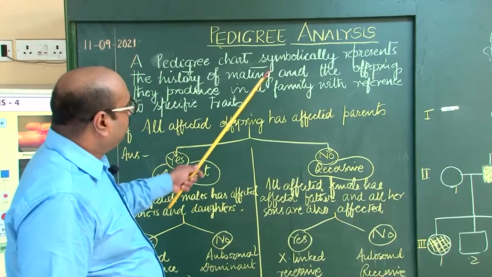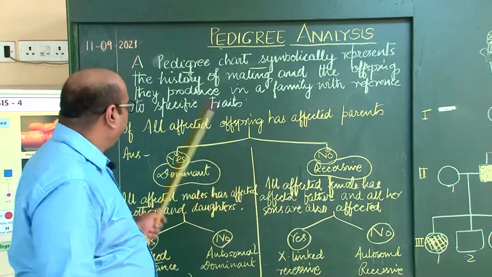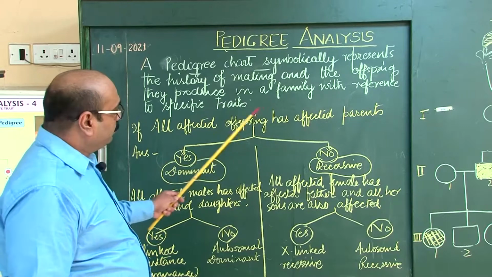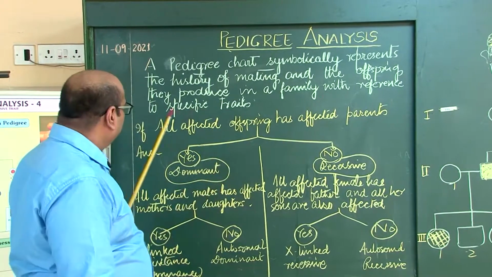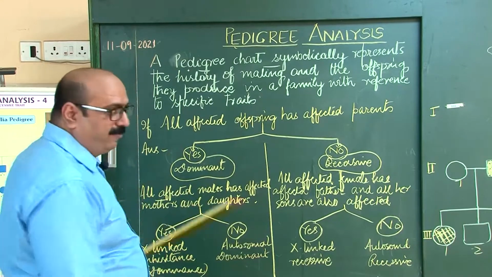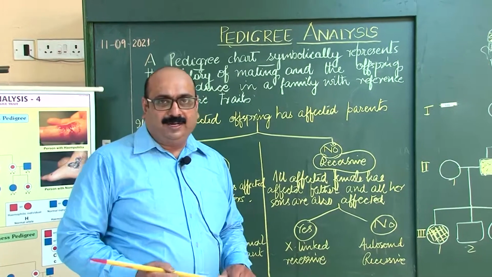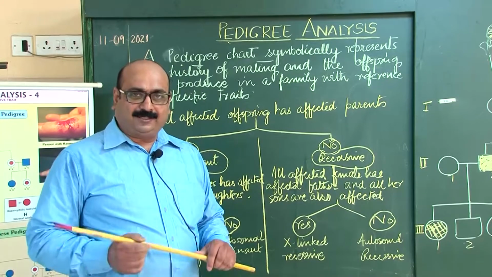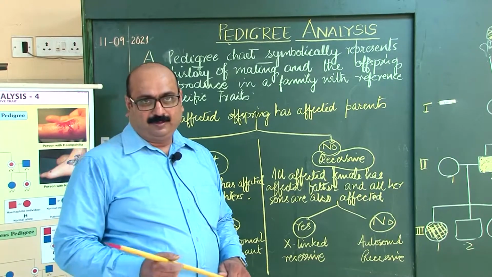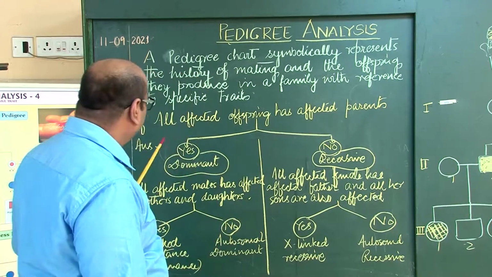A pedigree chart symbolically represents the history of mating and the offspring they produce in a family with reference to specific traits. How can we find out whether it is autosomal dominant, autosomal recessive, X-linked dominant, or X-linked recessive? So, I have made a simple trick here.